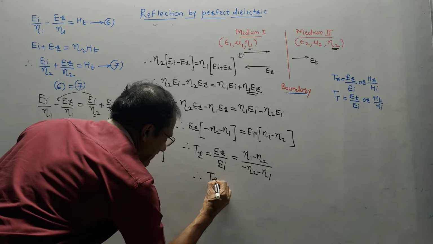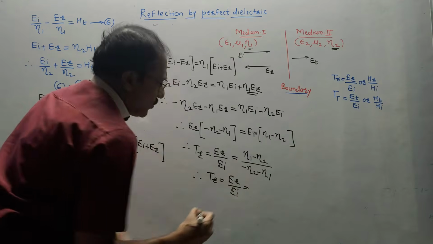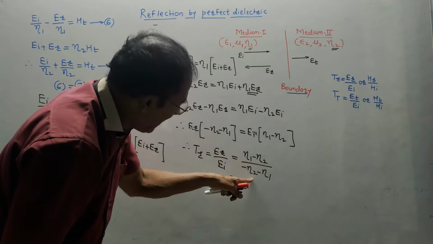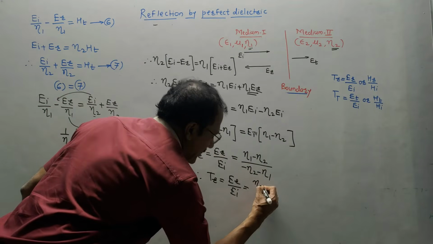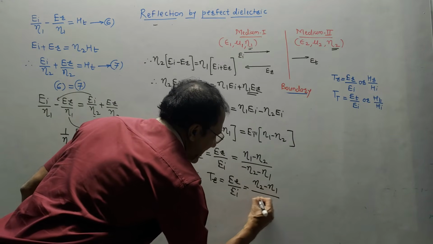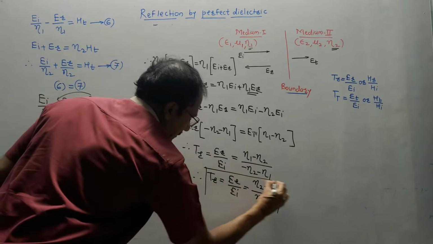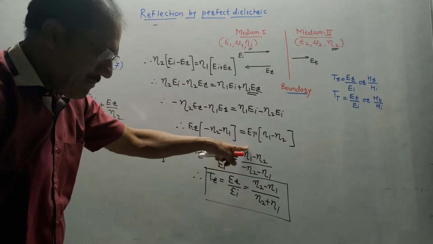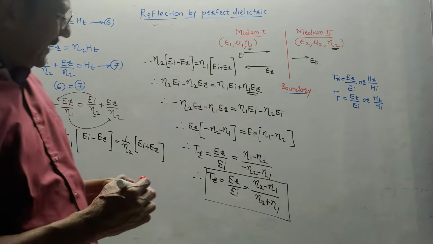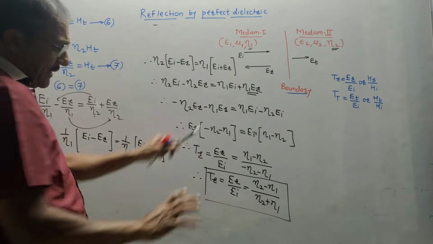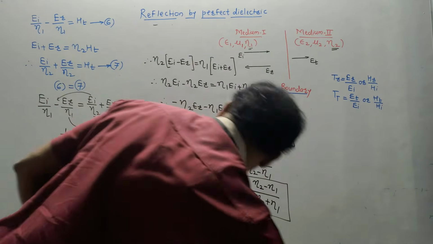So the last equation can be written as TR is ER upon EI is equals to, what I said, multiply numerator and denominator by minus 1. This term will be minus, this term will be plus. I will write the plus term first. So it is eta 2 minus eta 1 upon eta 2 plus eta 1. I have multiplied both numerator and denominator by minus 1. I got this equation, eta 2 minus eta 1 upon eta 2 plus eta 1. Now the remaining part is pretty simple. Once you reach this position, the remaining calculations are easy.